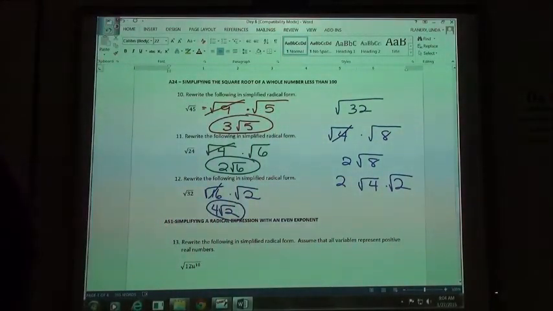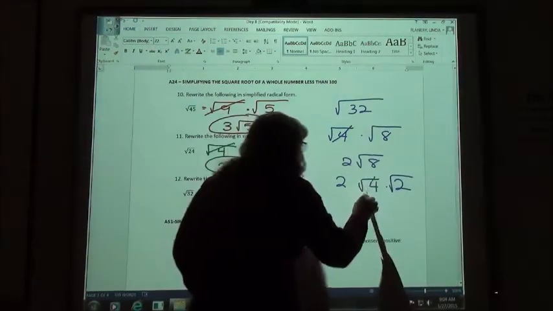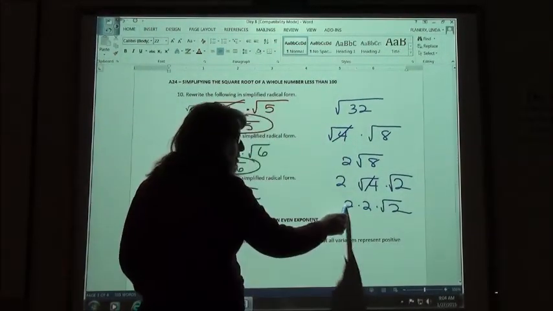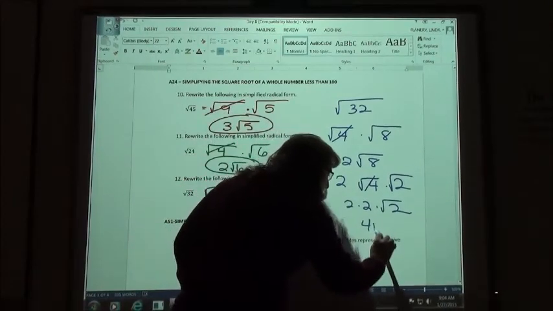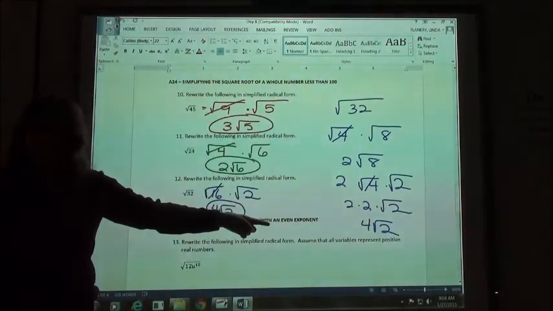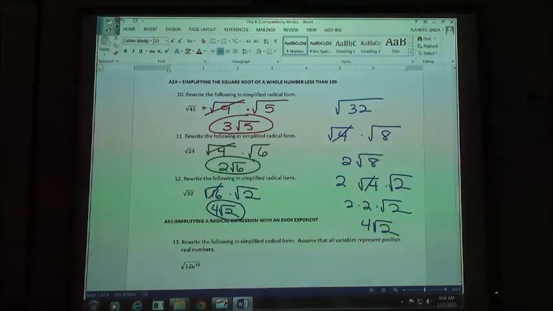And then I can take the square root of the 4 again. So now I have 2 times 2 times the square root of 2. And 2 times 2 is 4 times the square root of 2. So I can get there eventually. We don't want that one. But if you find the biggest one first, it was a whole lot shorter, right?